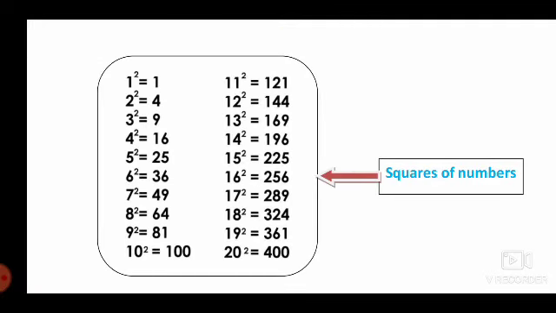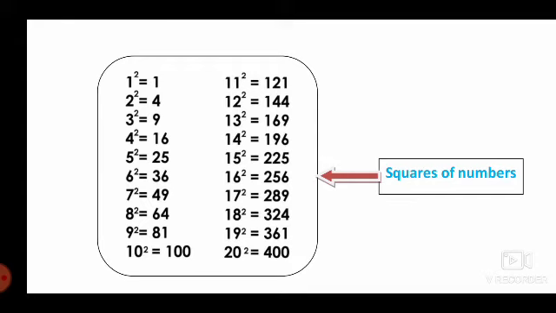Now we will see how to find the squares of numbers. Squares of numbers means I have chosen from number 1 to 20. So 1 square means 1 into 1, that is 1. 2 square means 2 into 2. When you multiply you will be getting 4.